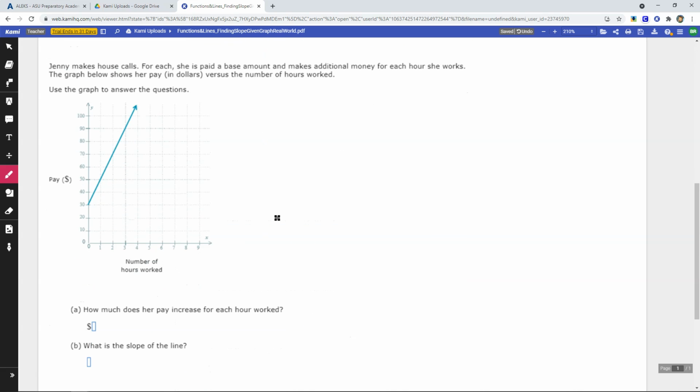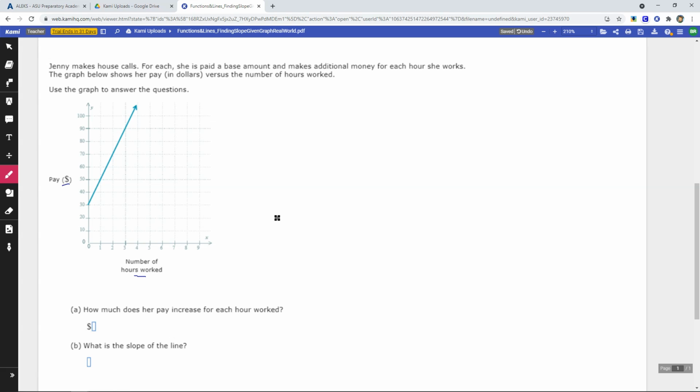For the second example, it says that Jenny makes house calls. For each, she is paid a base amount and makes additional money for each hour she works. The graph below shows her pay in dollars versus the number of hours worked. So we have pay, her money in dollars, along the y-axis, and her number of hours worked along the x-axis.